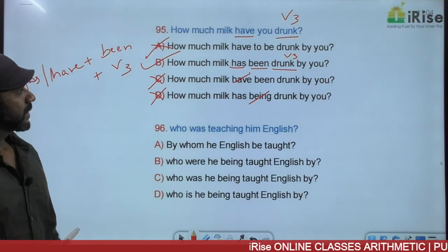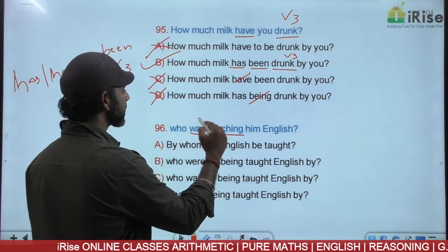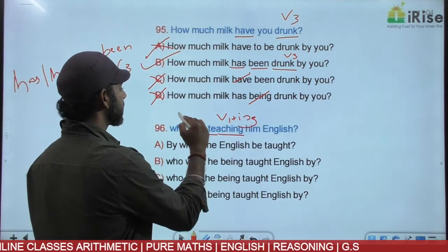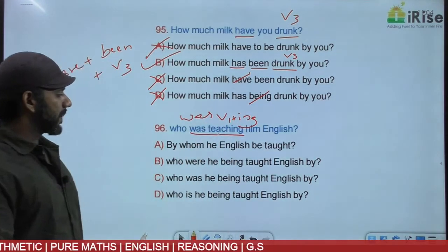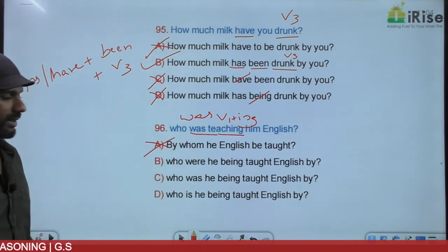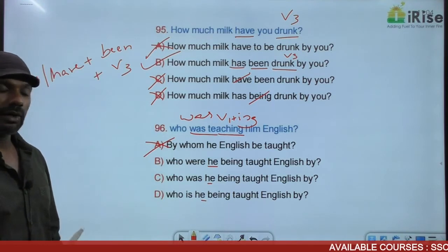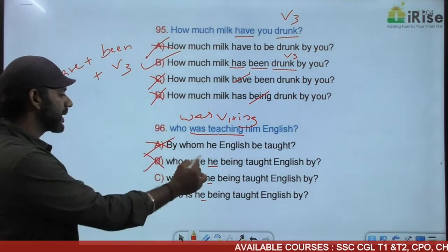The next one. Who was teaching him English? Was teaching is was plus V1 plus ing, past continuous active voice. In the passive voice, being must be there. A is eliminated, being is not there. The object here is he, singular. The verb must also be singular. Based on that, B is eliminated.